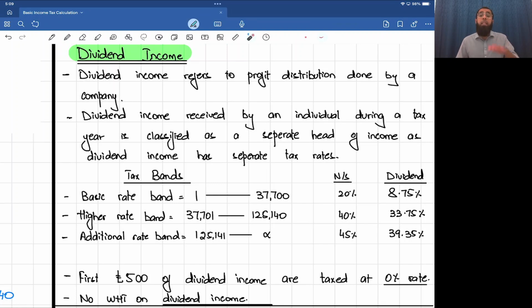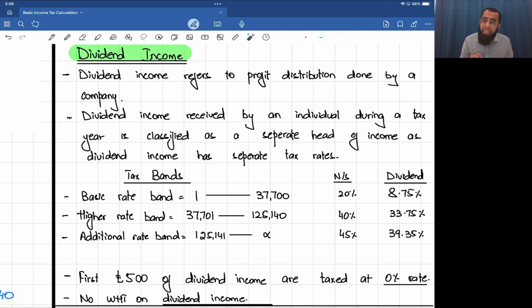Now, dividend income is taxed as a separate head of income. Non-saving was a separate head. Saving income, interest income, is a separate head. We will be discussing saving income in the next few classes. Saving income has a bit technical and complex rules, so leaving it for the time being, we did the non-saving. Now we are talking about dividend income, which is also very easy.